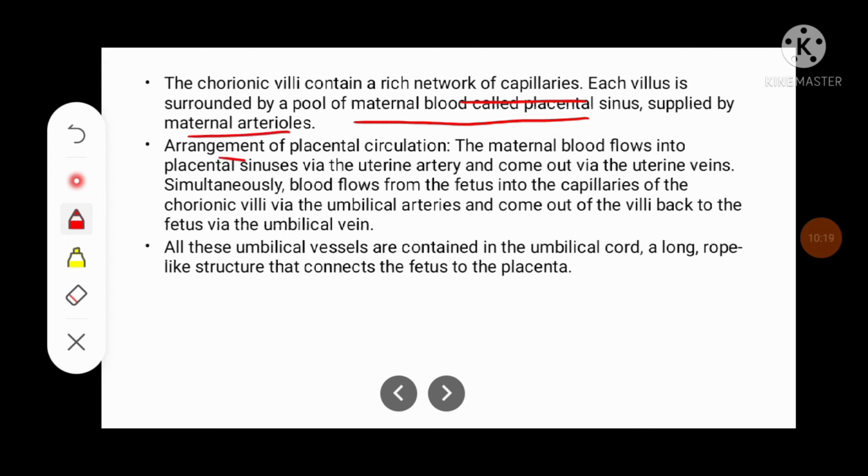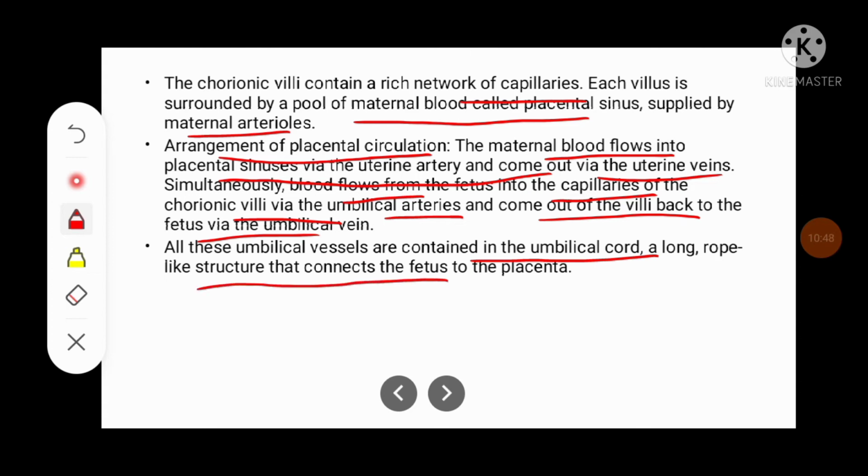Arrangement of the placental circulation. The maternal blood flows into the placental sinuses via the uterine artery and comes out via the uterine veins. Simultaneously, the blood flows from the fetus into the capillaries of the chorionic villi via the umbilical arteries and comes out of the villi back to the fetus via the umbilical vein. All these umbilical vessels are contained in the umbilical cord, a long rope-like structure that connects the fetus to the placenta.